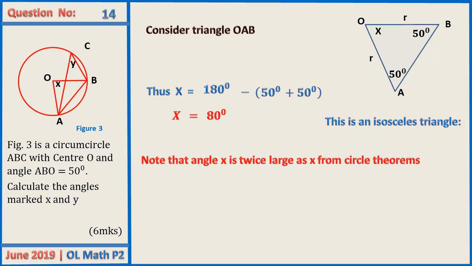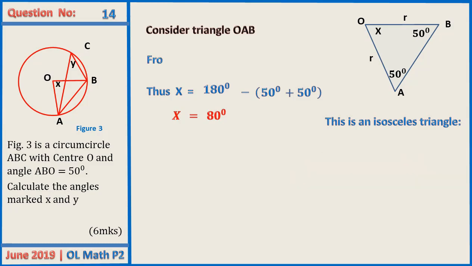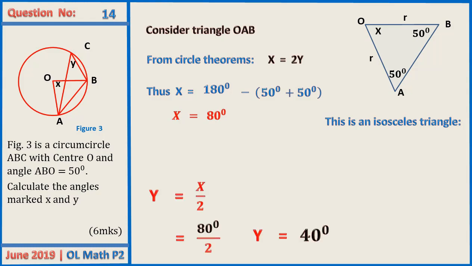Note that angle x is twice as large as the angle y. We are looking at part B now. Because x is the angle subtended by AB at the center, while y is the angle subtended at the circumference. And the angle subtended at the center is 2 times the angle at the circumference. So x is equal to 2y. Therefore, y will be equal to x over 2, and y will be equal to 40 degrees.